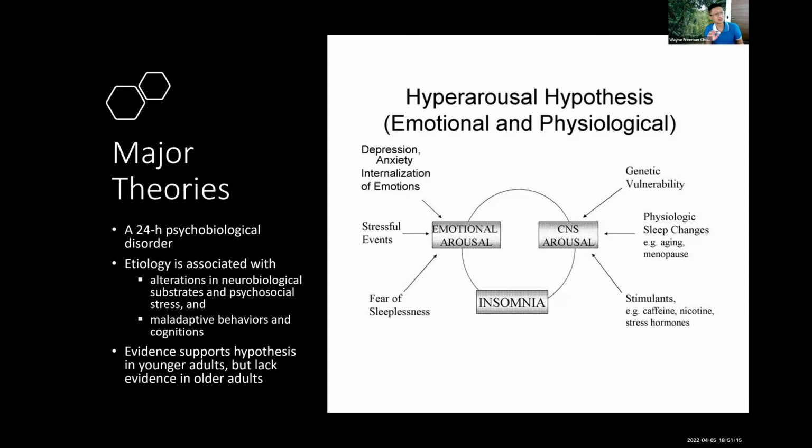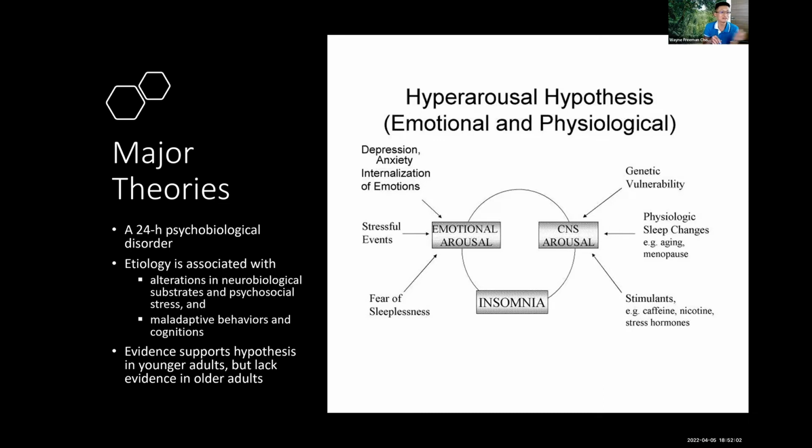That's the idea, that the stressful events and the fear of sleeplessness or sleep problems, right, gives rise to the arousal of the emotions, and of course depression, anxiety, and the various physical or mental illnesses or symptoms. All this gives rise to emotional arousal. This emotional arousal may lead to central nervous system, or what we call physiological arousal, right? Or it may be caused by central nervous system or physiological arousal.